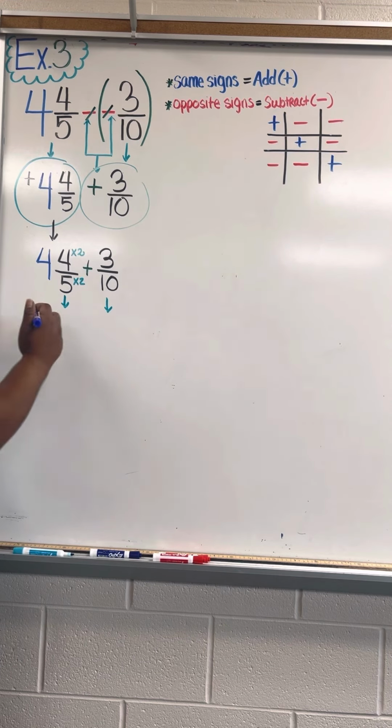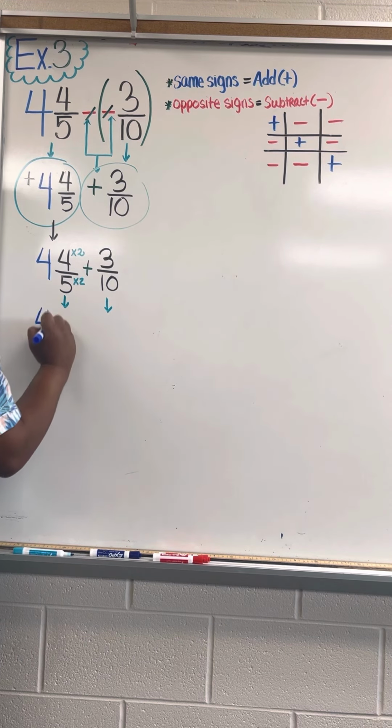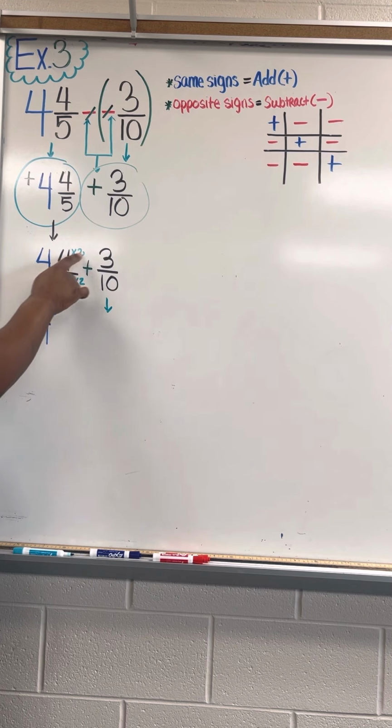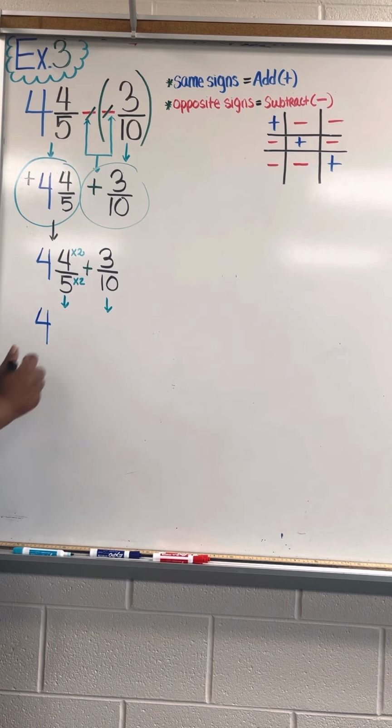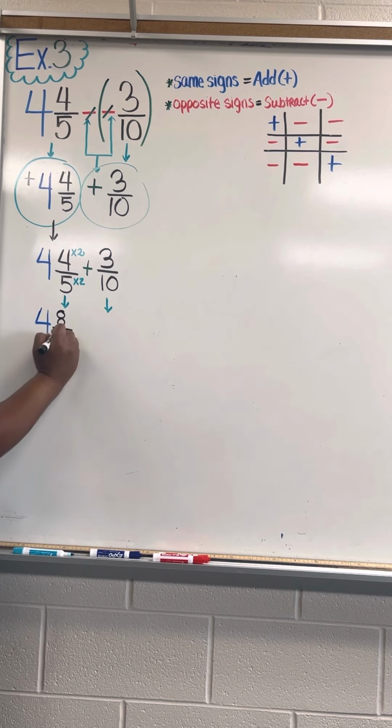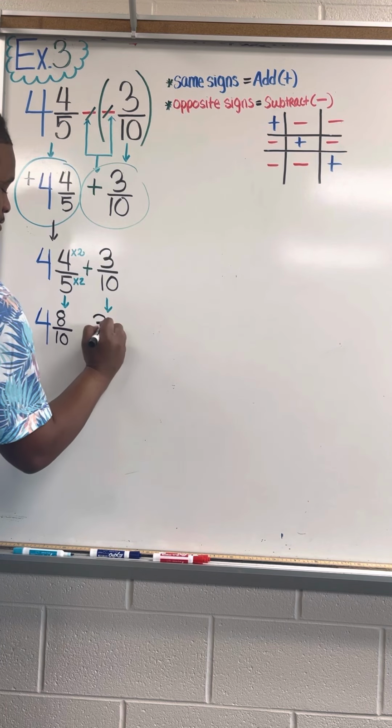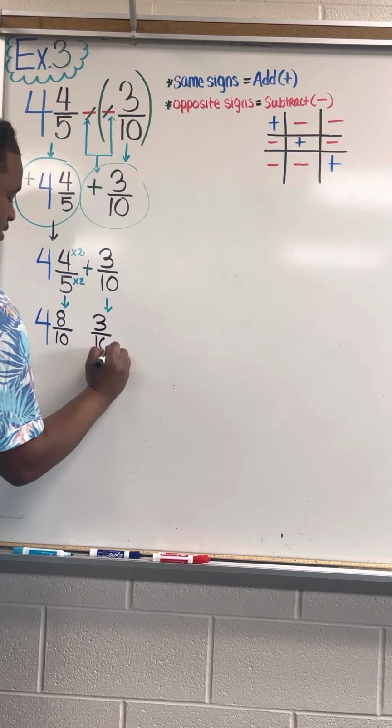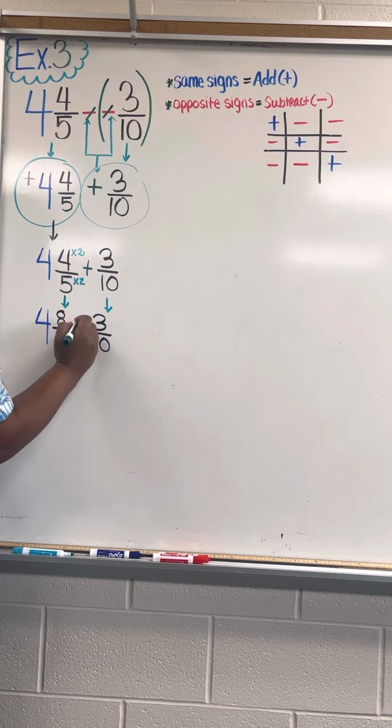Okay, so once again, I still have a base of 4, and now I'm going to manipulate this. So I have 4 times 2, which is 8, and I have 5 times 2, which is 10. Okay, and once again, I still have a plus 3 over 10.